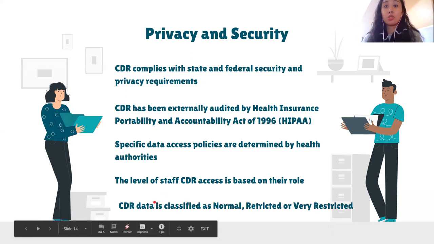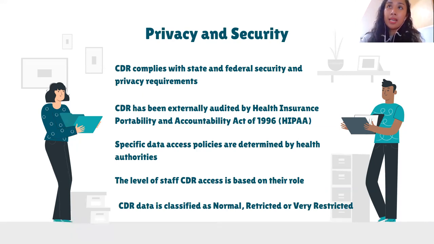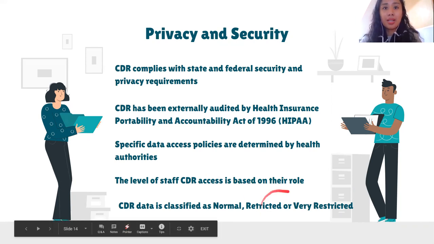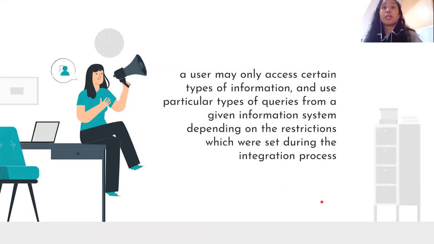NCDR data is classified as normal, restricted, and very restricted. Back then, isn't it that we classified our information into high sensitivity, moderate sensitivity, and public, parang ganun, something like that. So if it's very restricted, then there should be increased security in place. Yan. So a user may only access certain types of information and use particular types of queries from a given information system depending on the restrictions which were set during the integration process. So the different users have different access. So for example, if you're the physician, then you could only access your patient's data. So if someone is not your patient, of course, you cannot access them.